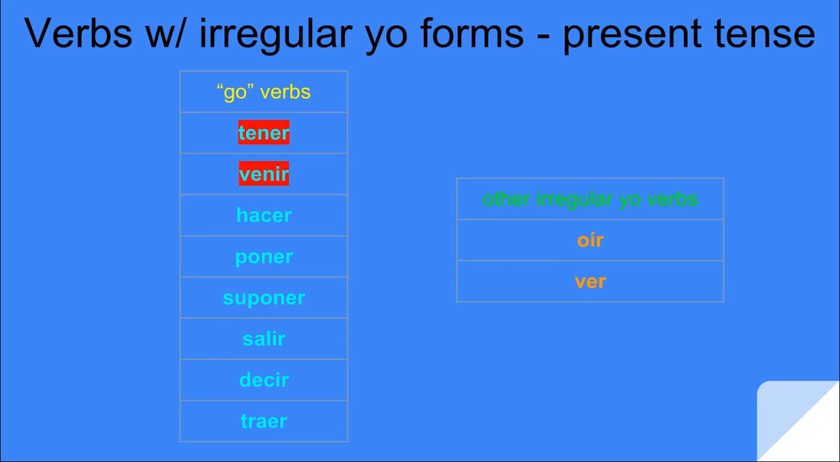the conjugated yo form, like the verb hacer, to make or do, poner, to put or place, suponer, to suppose, salir, to leave or to go out from a place, decir, to say or tell, and traer, which is to bring. There's also some additional irregular verbs like the verbs oír, to hear, and the verb ver, to see. We'll come back to those in a second.